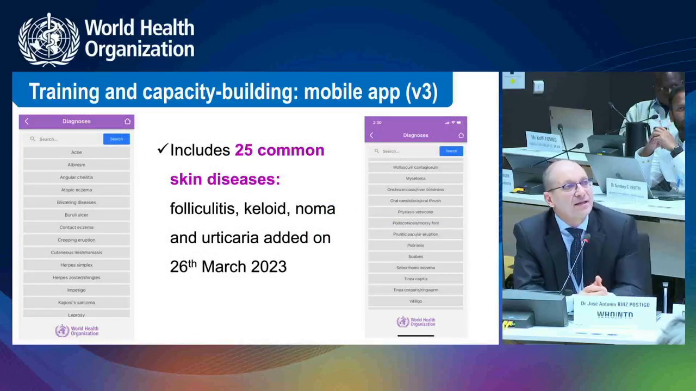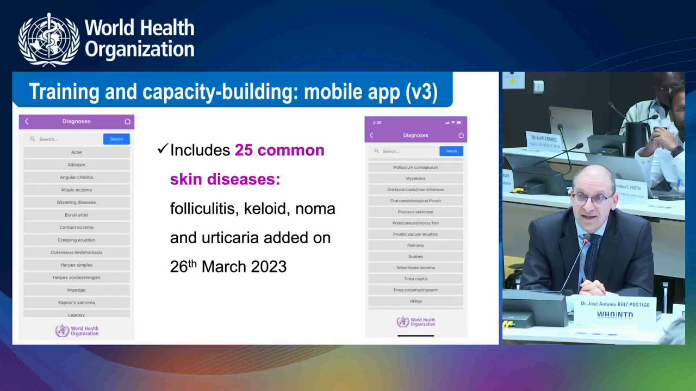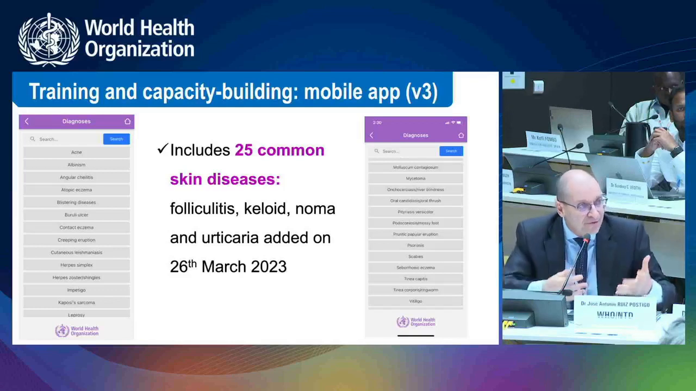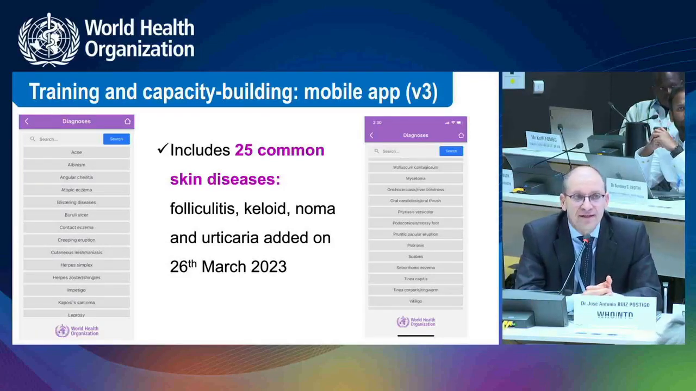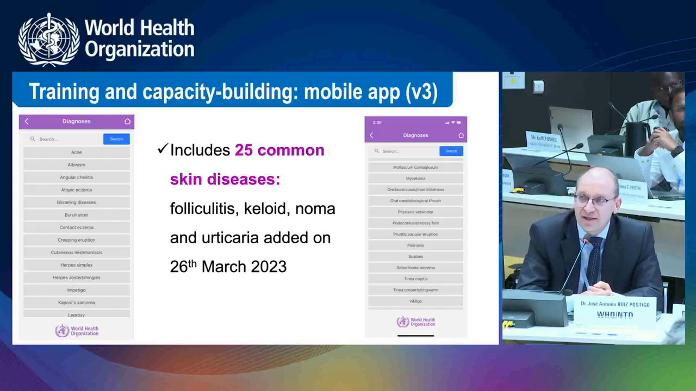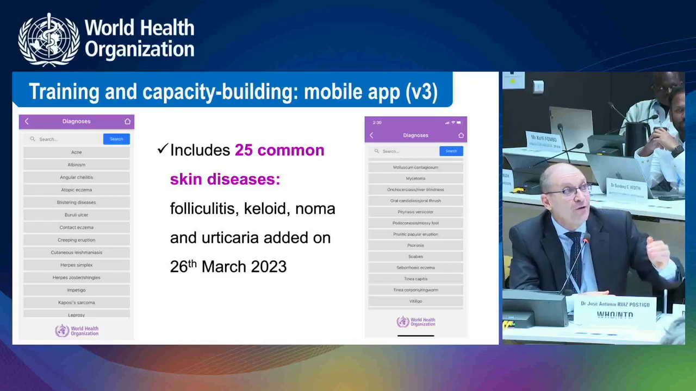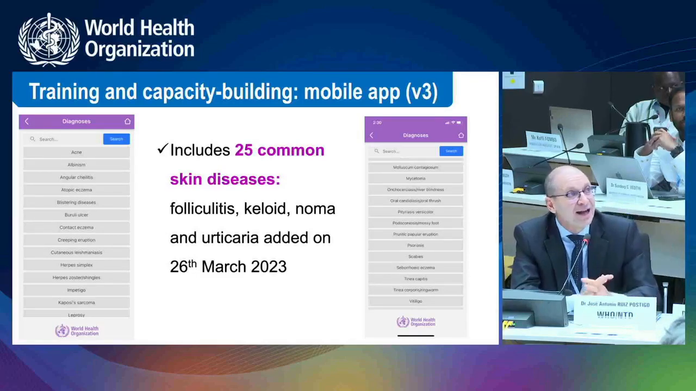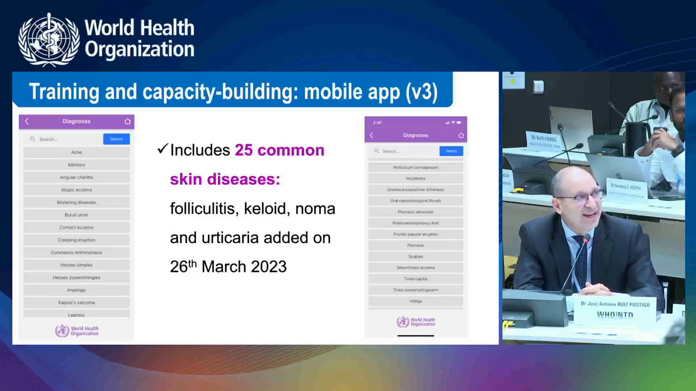So here is the list. You will have access to the presentation, to the recording, but when we talk about common skin diseases, we are not talking about 500 diseases, we are talking basically about 25 diseases. And again, the good news is that 48 hours ago, we did another update. We received a file from colleagues in the Netherlands. So now folliculitis, keloid, norma, and urticaria are added as of 2 days ago. Next, please.